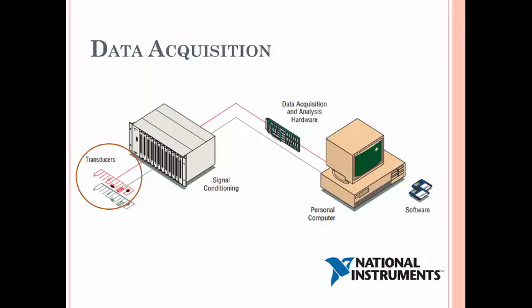The next is the signal conditioning. Here, the electrical signals from the transducers are optimized by these devices. They are mainly used to amplify these low-level signals and then isolate and filter them for more accurate measurements. And the next component, which is the main component, is the data acquisition hardware.